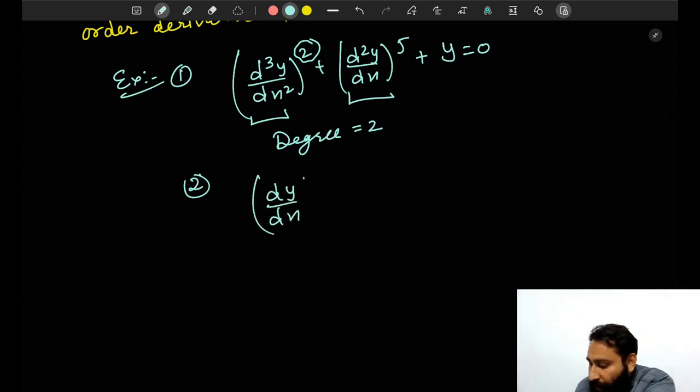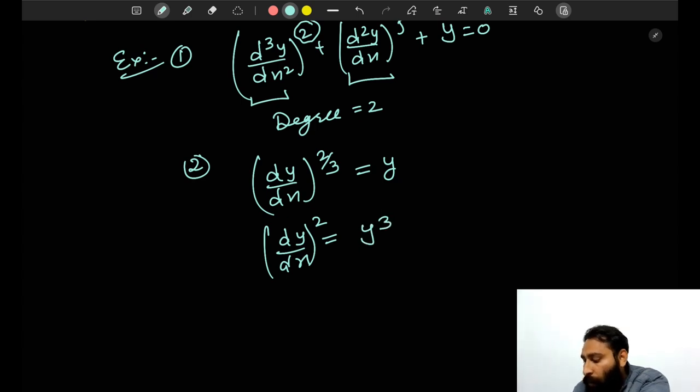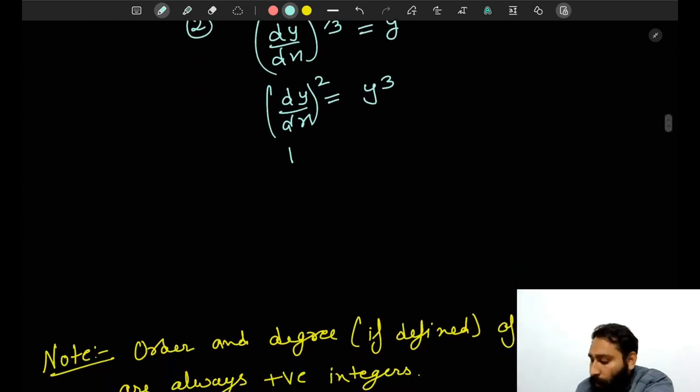(dy/dx)^(2/3) = y. We see that in this equation the derivative's degree is a fraction, so we cannot define the degree in this case. But if we cube both sides, then the equation reduces to normal: (dy/dx)² = y³. Now there is no fractional power on the derivative, so the degree of the differential equation is 2.